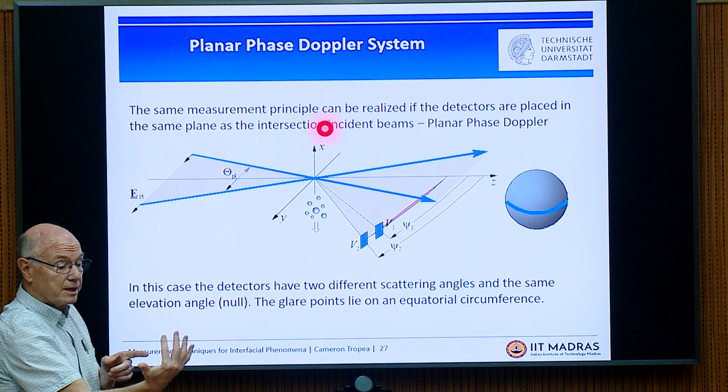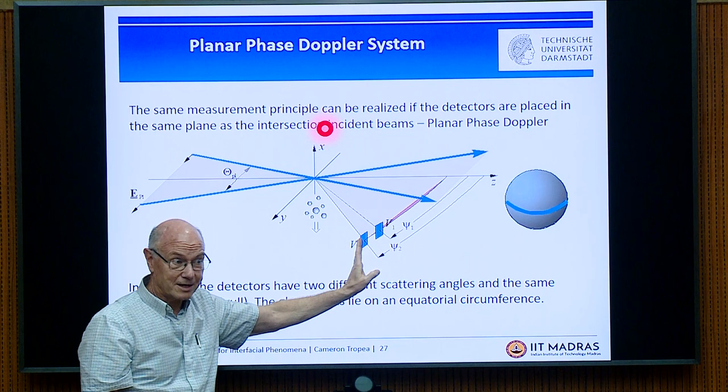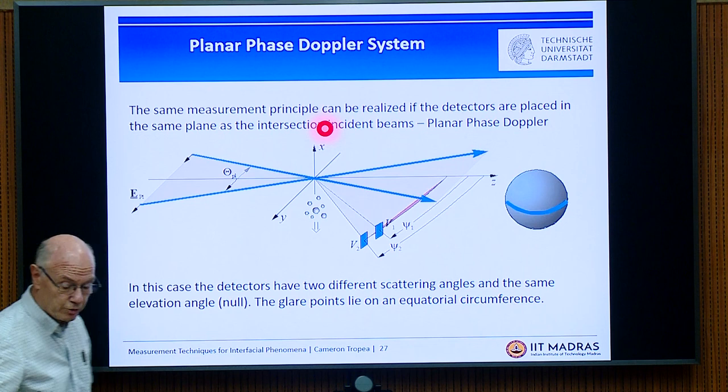Maybe you could do a phase Doppler in the planar mode. So now we could put the two detectors not with different elevation angles, but with different scattering angles, and you can do that. And that works. You can also size in the planar mode, and if you combine the two.